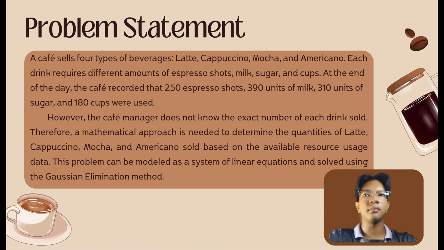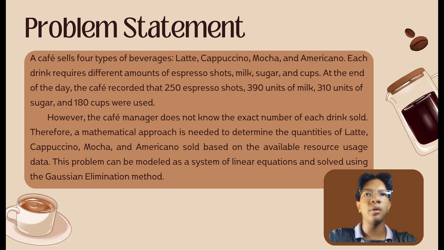Problem statement. A cafe sells 4 types of beverages. That is latte, cappuccino, mocha, and americano. Each drink requires different amounts of espresso shots, milk, sugar, and cups. At the end of the day, the cafe recorded that 250 espresso shots, 390 units of milk, 310 units of sugar, and 180 cups were used.